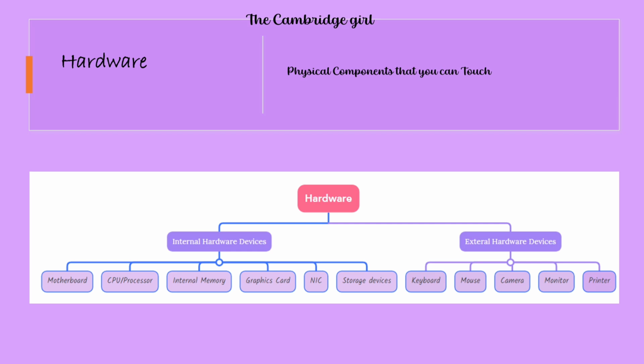Internal hardware include the motherboard, CPU or the processor, sound card, network interface card, and storage devices. In the later part of this video, we will discuss in detail each internal hardware device. Examples of external hardware include keyboard, mouse, camera, monitor, etc.